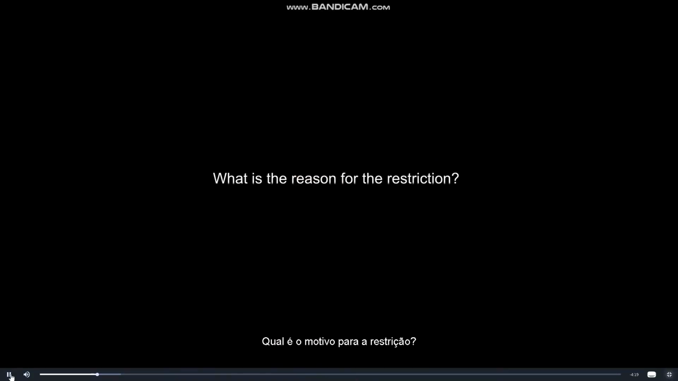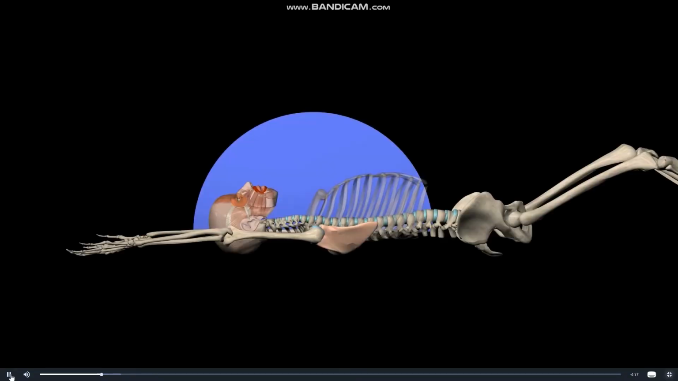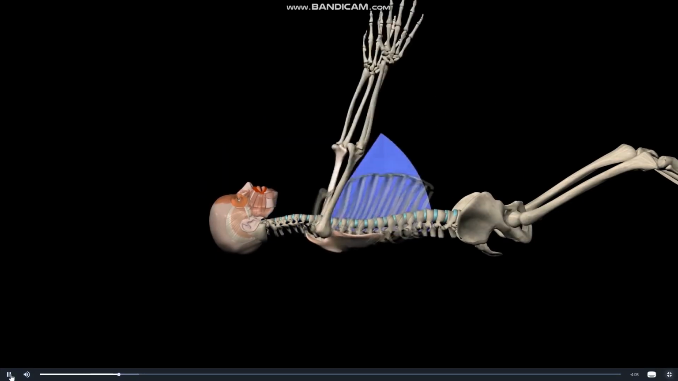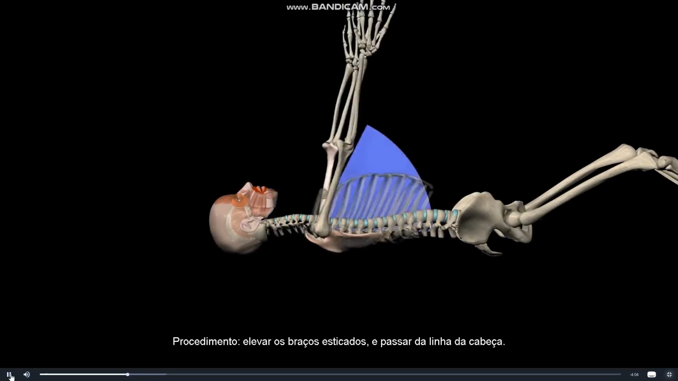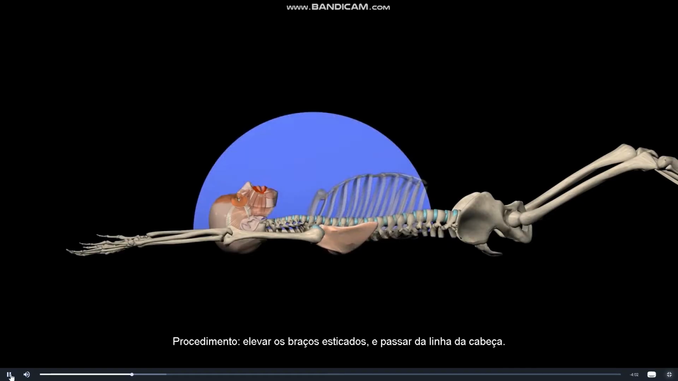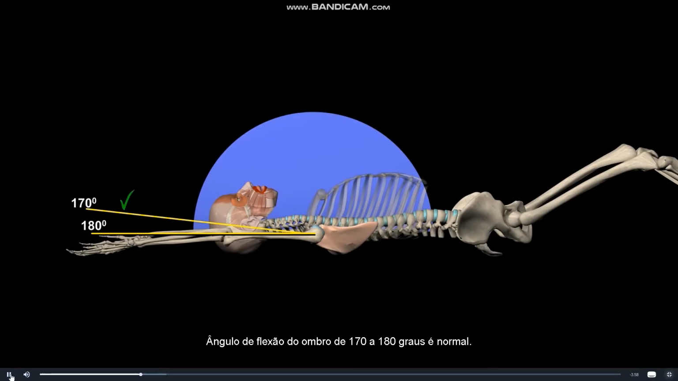What is the reason for the restriction? The aim of the test is to diagnose range of movement of the shoulder joint inflection and to locate any sources of difficulty. Procedure: raise extended arms past the line of the head. Shoulder flexion angle of 170 to 180 degrees is the normal.